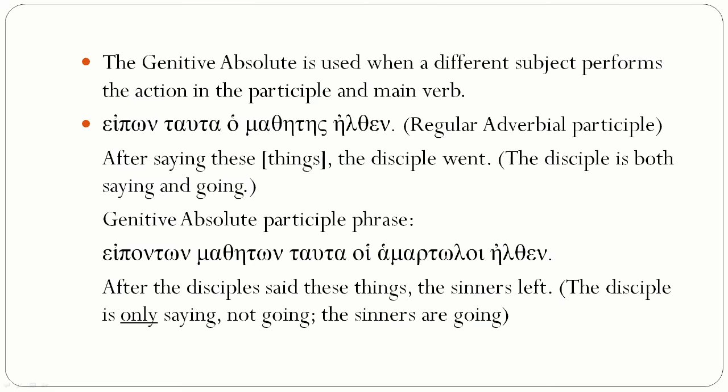Here we have a genitive absolute, eipontonton matheton tauta hoi hamartoloi elthon. You'll notice that this is genitive. It's very easy to recognize, again, the genitive participle eipounton. Notice how it is different than the nominative participle in the previous example. You have that sort of joining part there, the omicron nu tau, to make it genitive. You still have that omega nu ending, but the longer stem change makes it genitive. Eipontes, and then the matheton is also genitive plural, that omega nu.